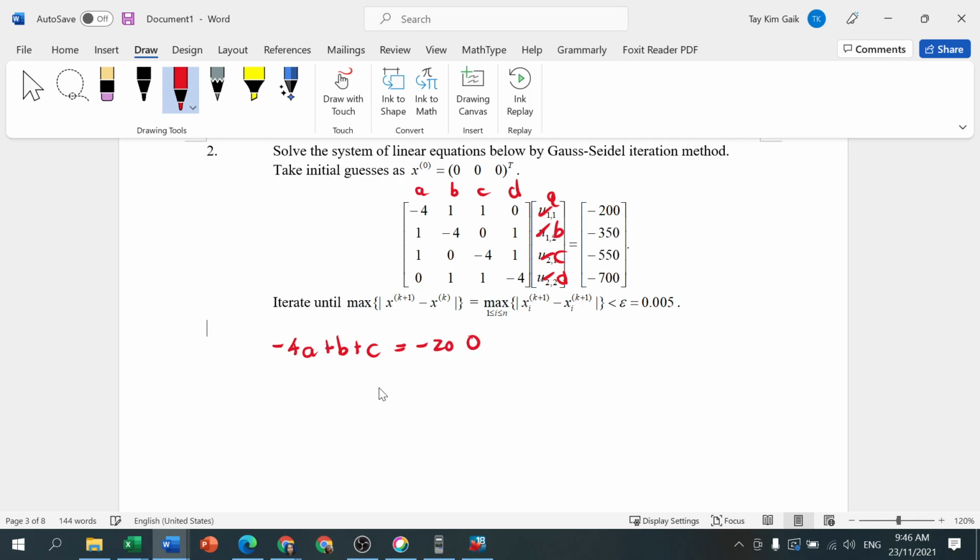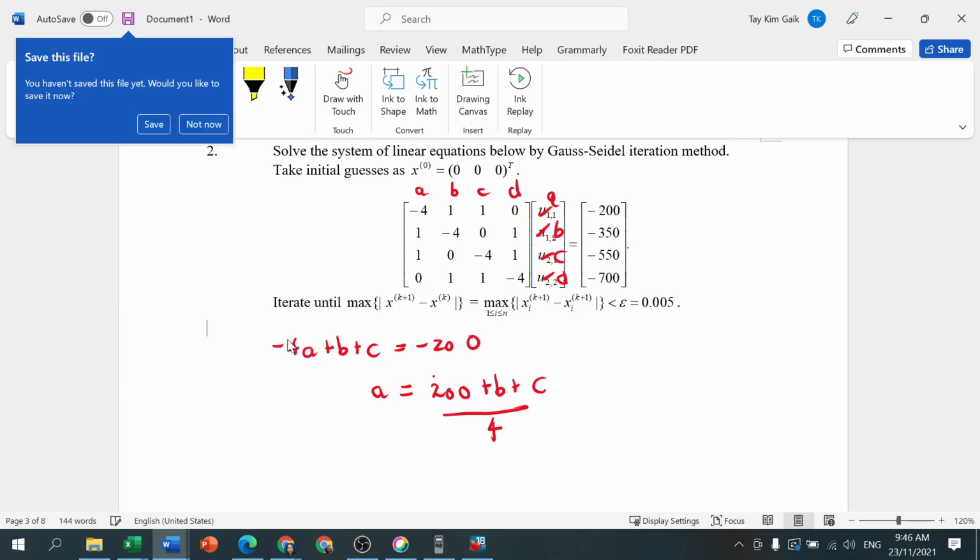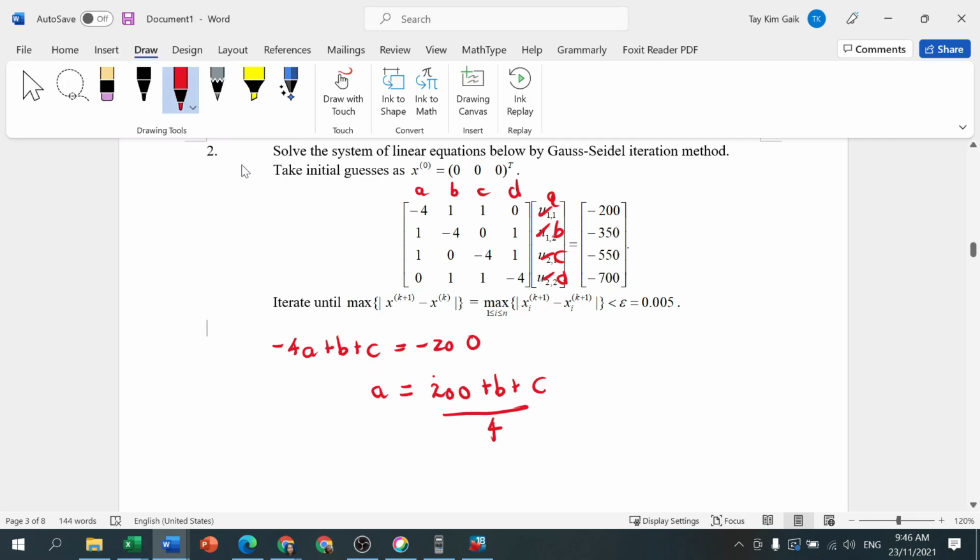Solving for your A, you will have 200 plus B plus C divided by 4. Negative 4, the others, bring to the other side. Negative 200, collect to B and C. And then later on, you put this one as A at K plus 1. So B is step K, C is step K.